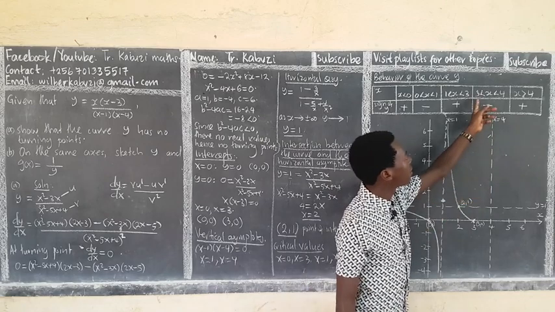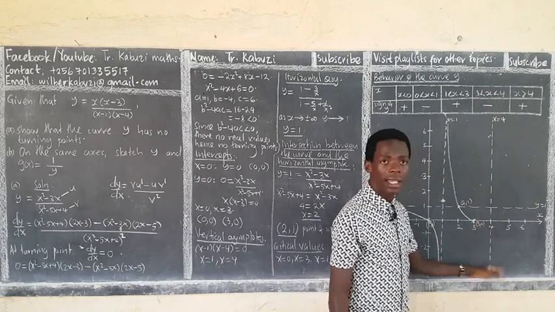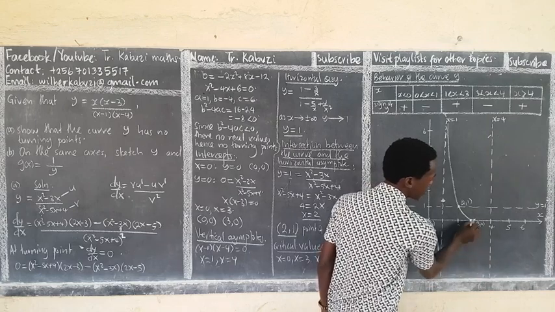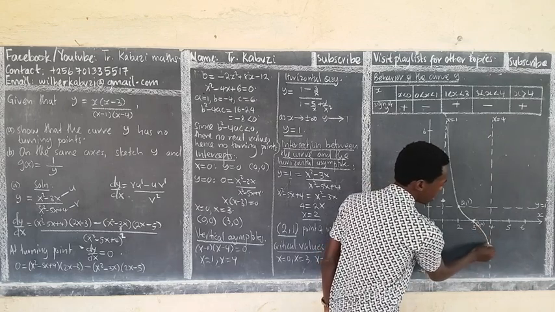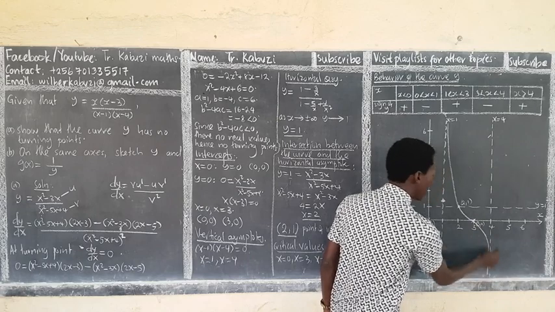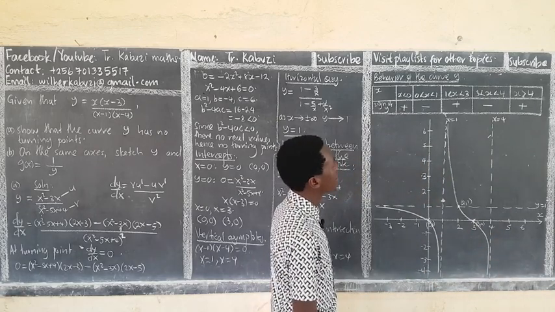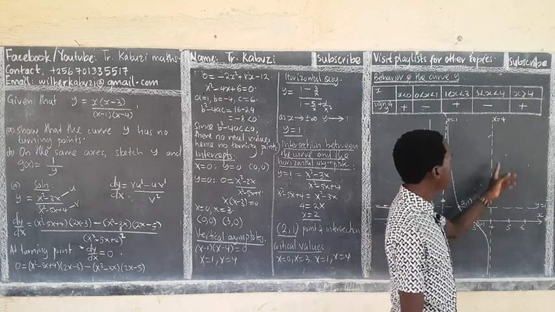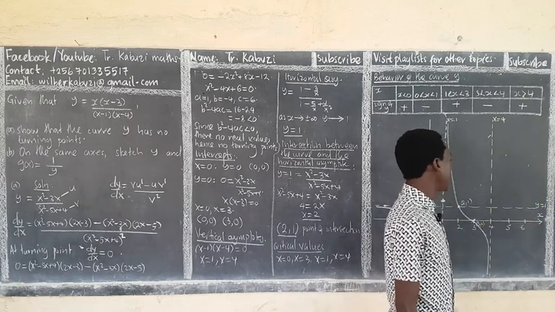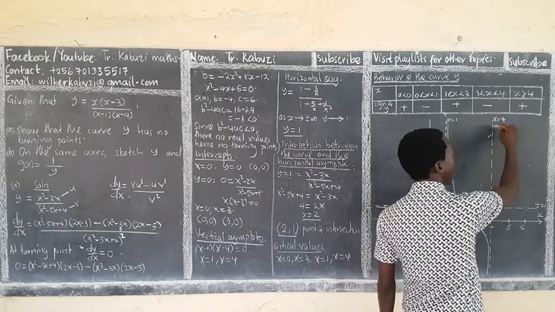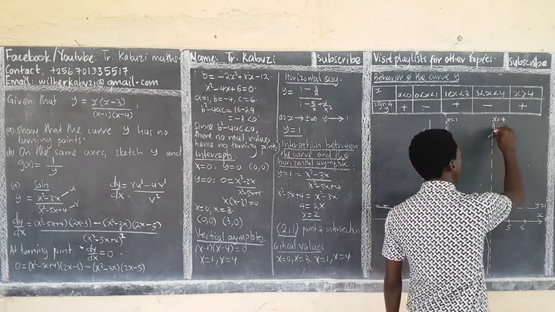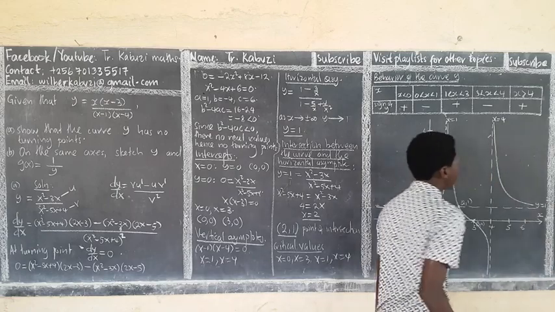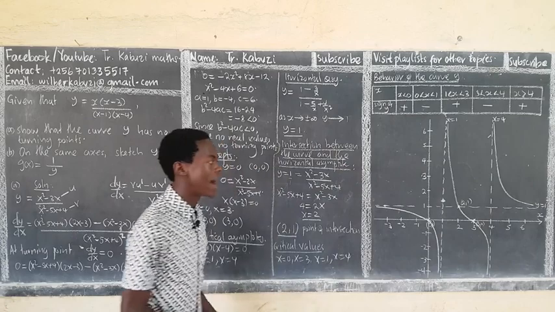Then between 3 and 4, it's in the negative, meaning it's below the x-axis. It's going to come here, then it grazes that asymptote, as it can never touch the vertical asymptote. Then above 4, it's in the positive. So it's going to be there like this. It comes asymptote to asymptote. So now that is the y.